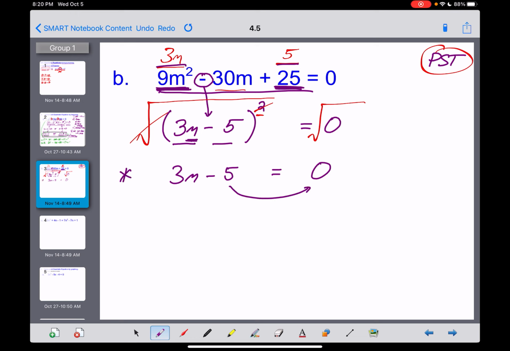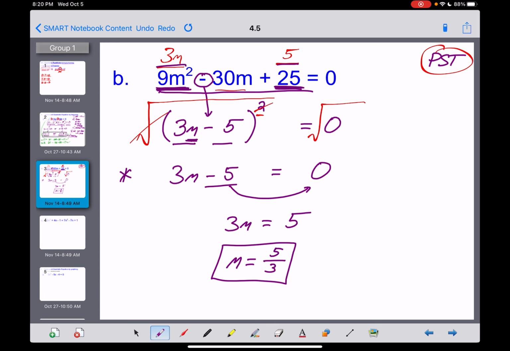Let's bring that 5 to the other side, and we're going to get 3m equals. It was negative 5 on the left, so it becomes positive 5 on the right. And then we'll divide both sides by 3, and no need to panic here, guys. I know 5 doesn't divide evenly by 3. All you have to do is write that as 5 over 3, and we are done.